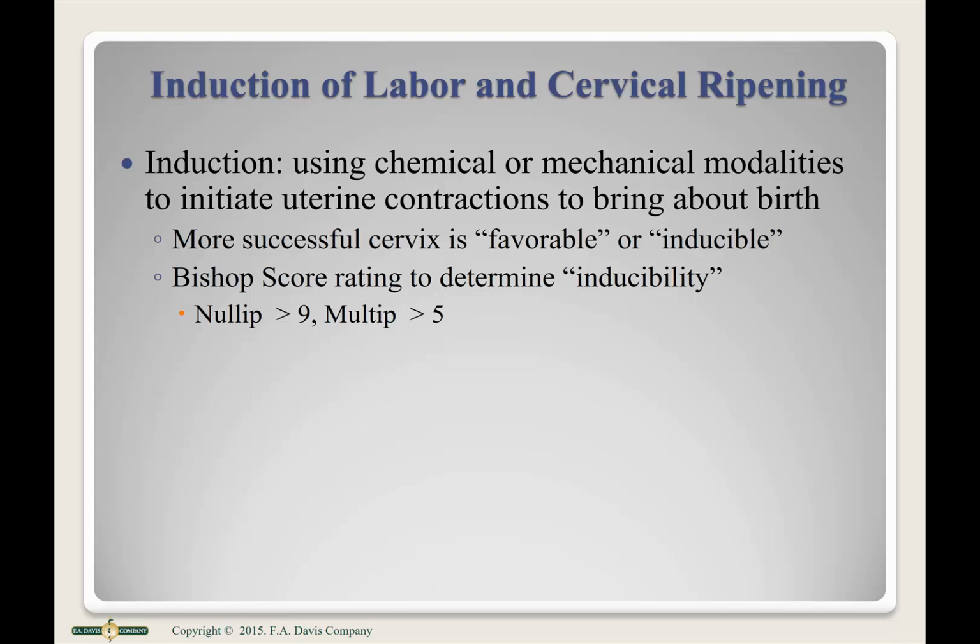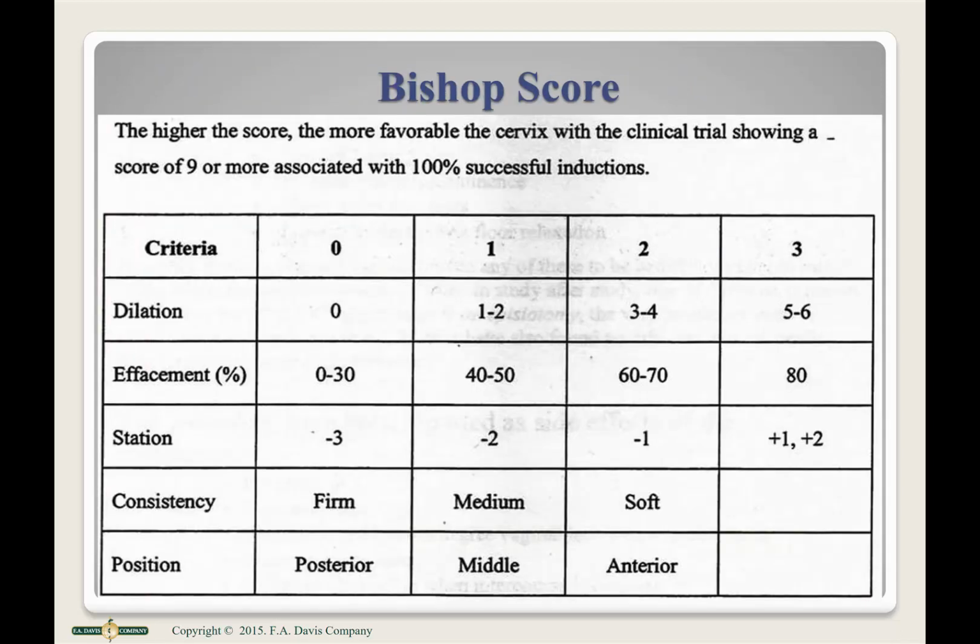Now, the test that we do on the cervix is called a Bishop scoring test. A woman who has never delivered a baby needs to get a score of greater than 9. If it's a woman who's had more than one baby, she needs to get a score of greater than 5. Hang on. So, what is the scoring? So this is the Bishop scoring.